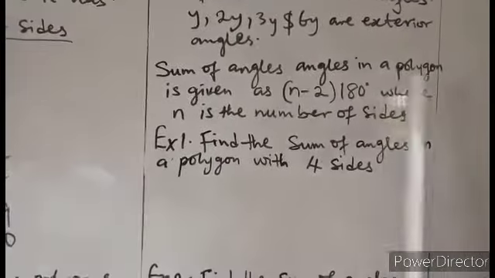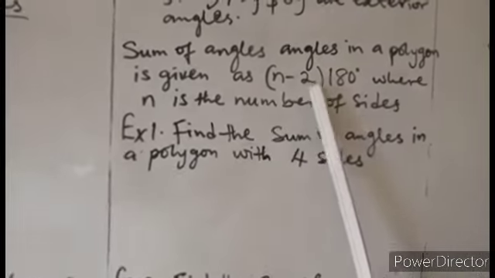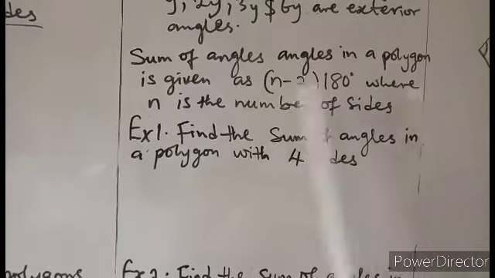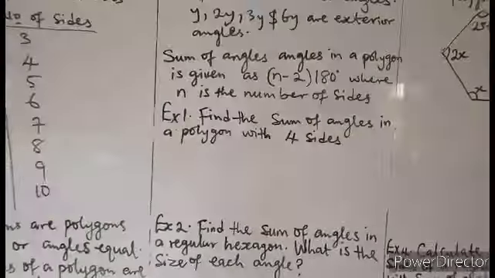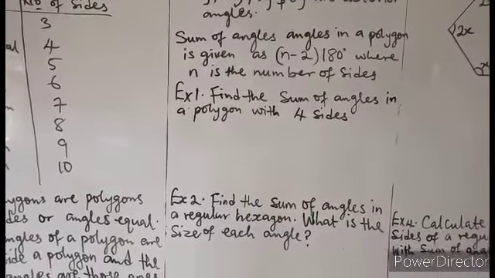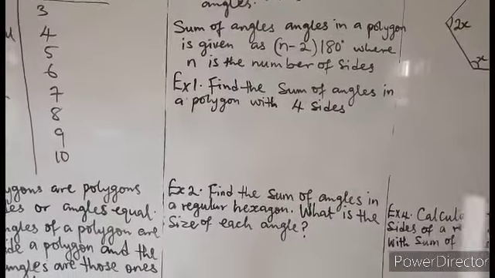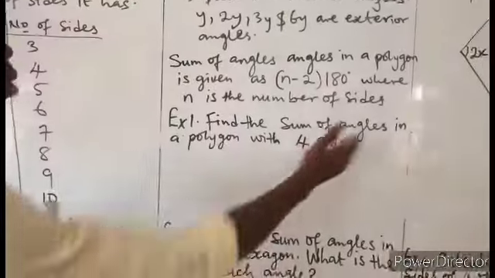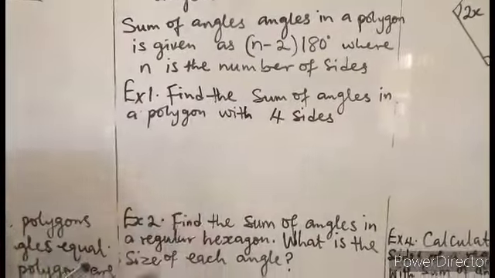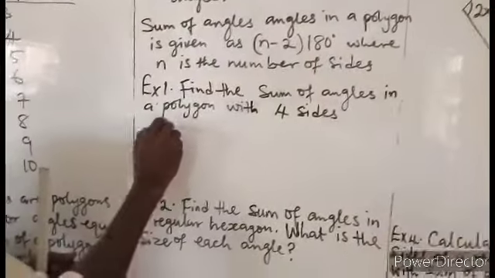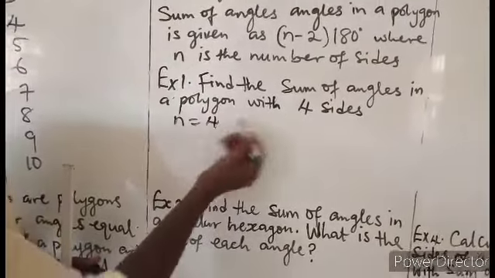And the sum of angles in a polygon is given as (n minus 2) times 180, where n is the number of sides. So the number of sides is what? n. Let's solve just example 1 so that you understand what we are saying better. Find the sum of angles in a polygon with 4 sides, which means n is equal to what? 4. That is 4 sides.